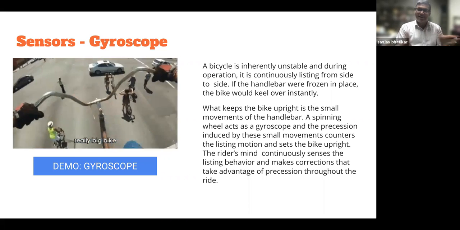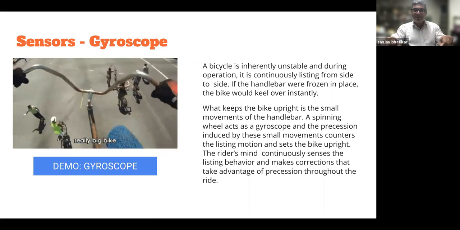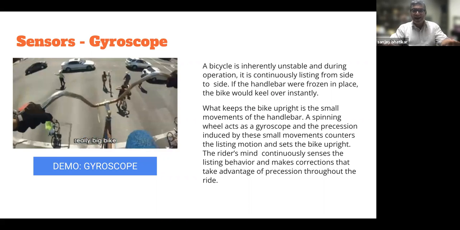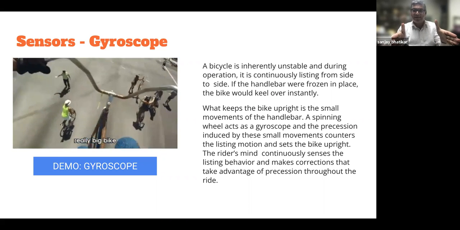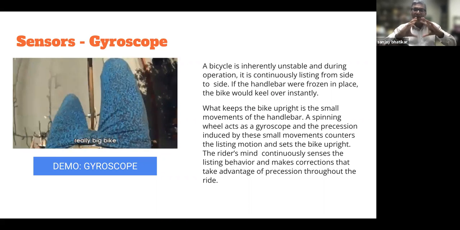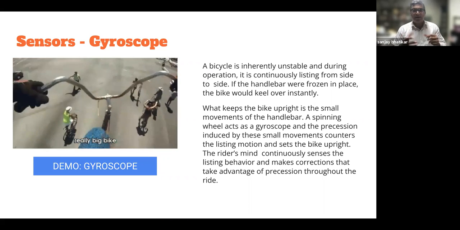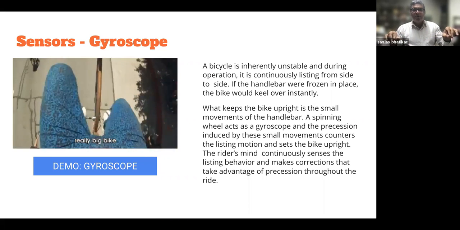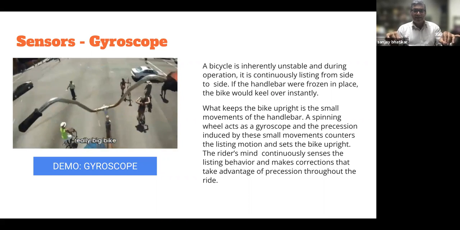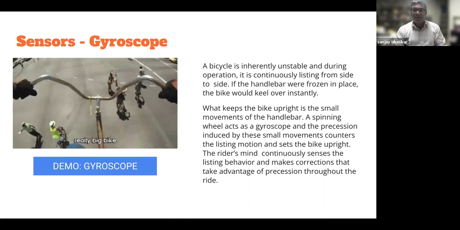It will fall to one side or the other, right? So you really need to be able to move the handlebar to keep the bike upright. And why this happens is any spinning wheel is a gyroscope. And what happens is when you try to move that spinning wheel, it precesses, okay?